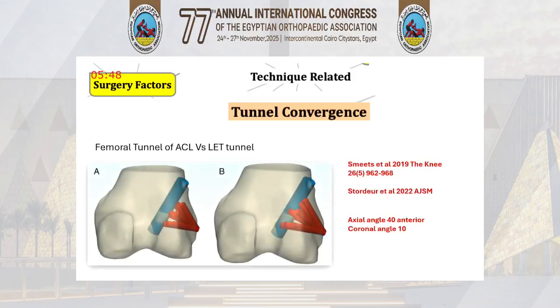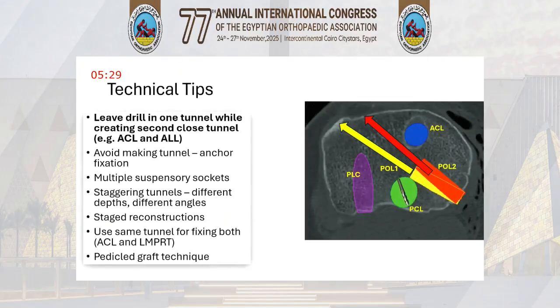With the ALL tunnel, tunnel collision was avoided by aiming the ALL tunnel 40 degrees anterior and perpendicular to the anatomical axis of the femur. A more horizontal orientation of the ACL with the anteromedial portal technique is a risk factor for tunnel conflicts. These are the different techniques to avoid tunnel convergence. We will go through them one by one.